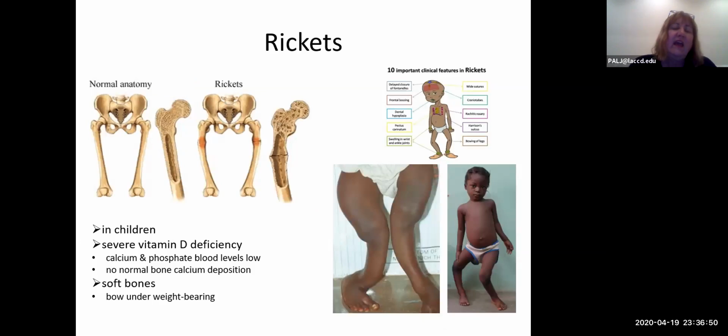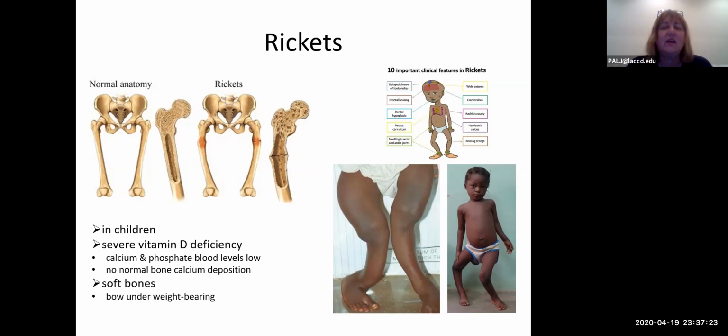Now, if you have a deficiency of vitamin D as a child, that is the disease called rickets. And so a lot of people have heard about rickets. If you haven't, ask your parents, because they probably have. And so this happens with severe vitamin D deficiency. And so if you have vitamin D deficiency, that means you can't absorb the calcium. So then if you don't absorb the calcium, that means you can't put the calcium down with the osteoblasts.